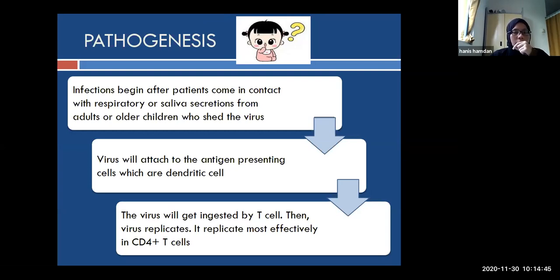The virus after that will be replicated, and it replicates most effectively in CD4 T cells. In the T cells, the virus will further transcribe and translate to the new virus proteins and then be packaged to form a new virus. Once the new virus is ready, the T cell will undergo apoptosis and be destroyed. After that, the virus can infect other neighboring cells.